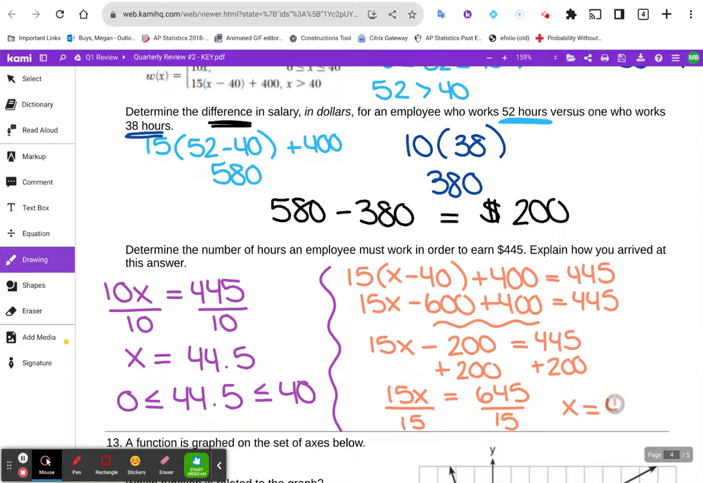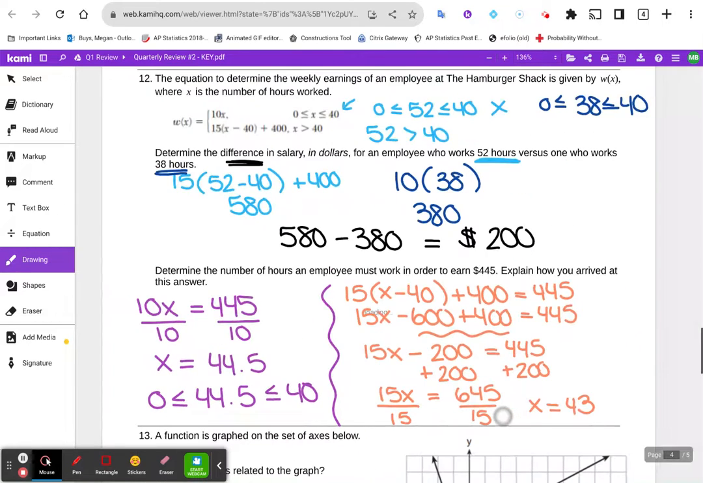to 43. So we would need 43 hours there, which makes sense because, again, if I check that, the 43 that we just got is larger than 40. So that checks out.